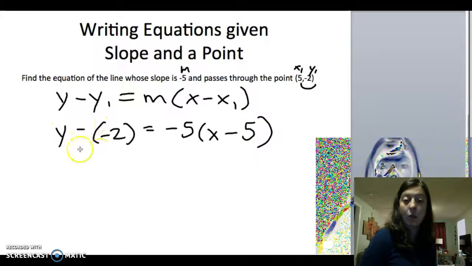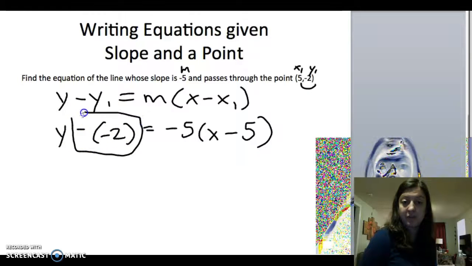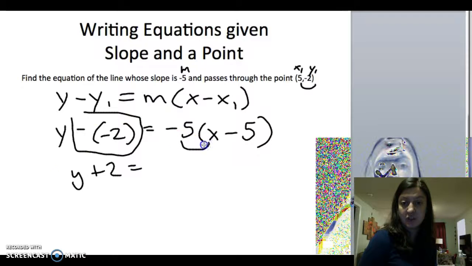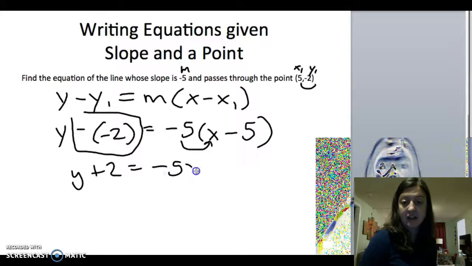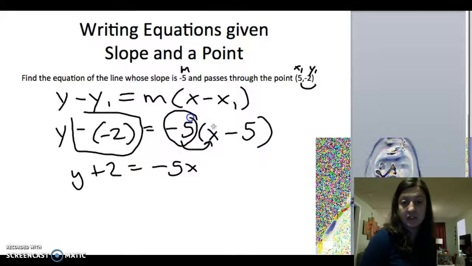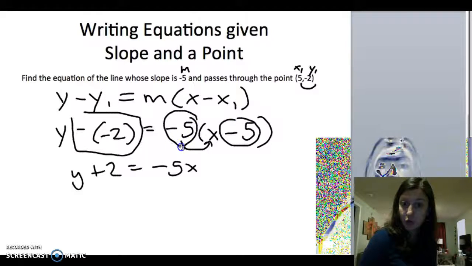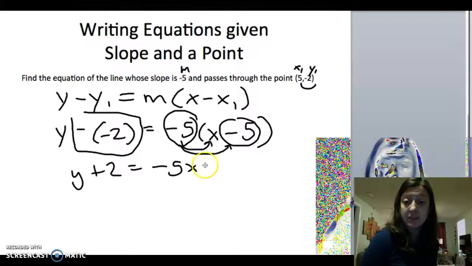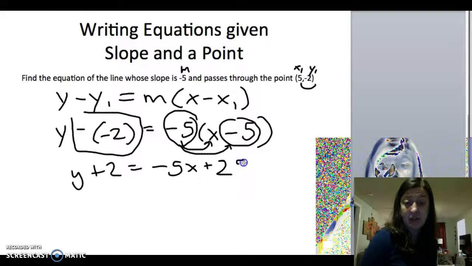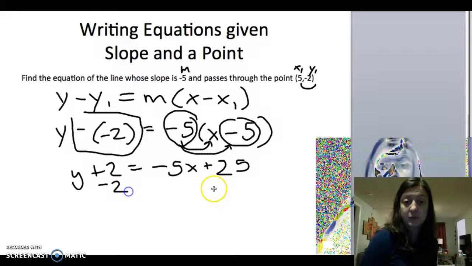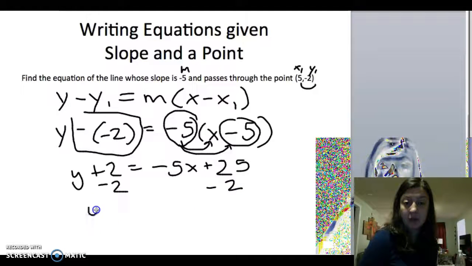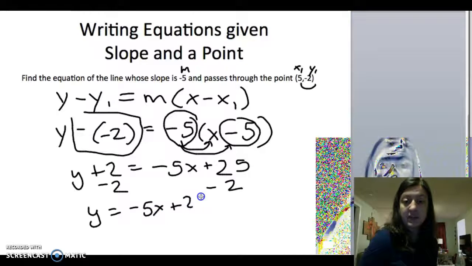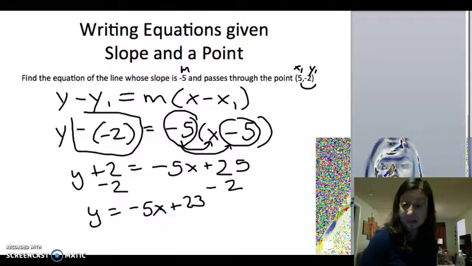Okay. Y minus -2, we're going to simplify this to be y plus 2 equals, and then distribute here. -5x. I'm going to circle this and the second term. Remember these good practices that I taught you earlier in the year? -5 times -5 is positive 25. It doesn't go away. Then I'll subtract 2 to get the y all by itself. So y equals -5x plus 23 is our slope-intercept form.